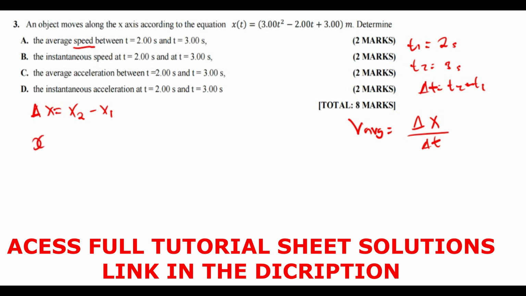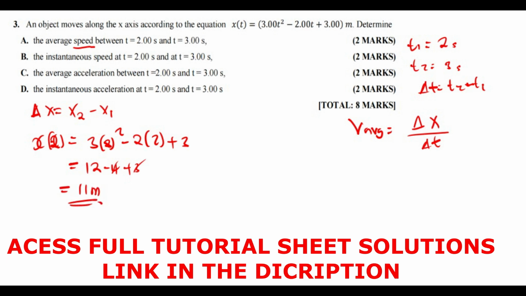I'll start with when t is equal to 2. When t is equal to 2, it's going to be 3 times 2 squared minus 2 times 2 plus 3, which is going to be 12 minus 4 plus 3. This is going to give me negative 1. Then what are we going to have there? The distance of what? 11, right? So when t is equal to 2, the distance is 11.